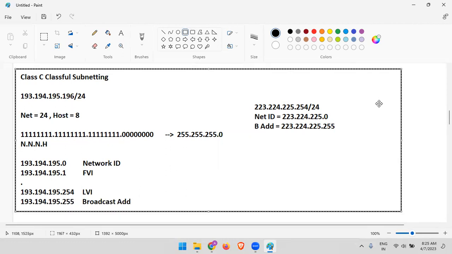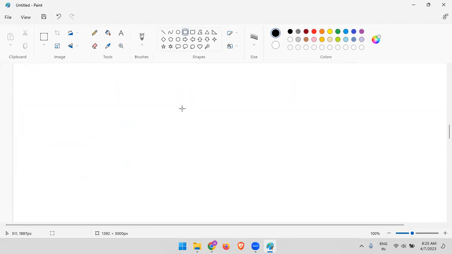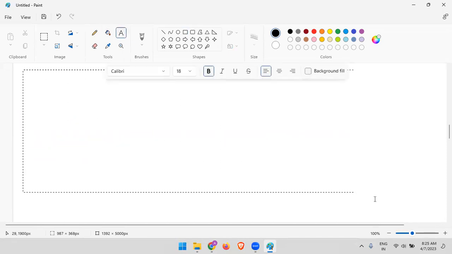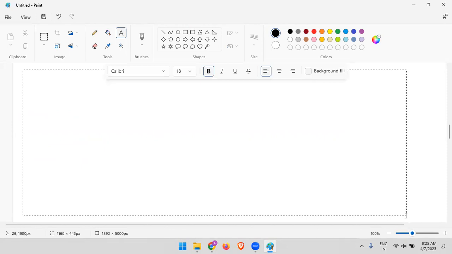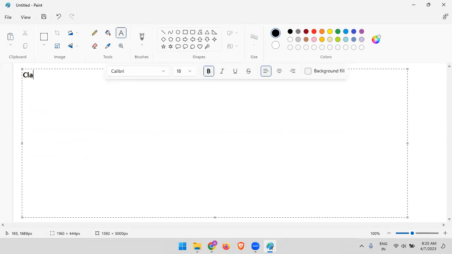So classful is clear. Classful you can do easily. Now let's move on to classless. Okay, classless will start from class C. Let's say class C classless. Now let's say you have been given an IP address 192.168.0.1. What is the default slash value? 24. This time instead of 24, I'll make it 25.